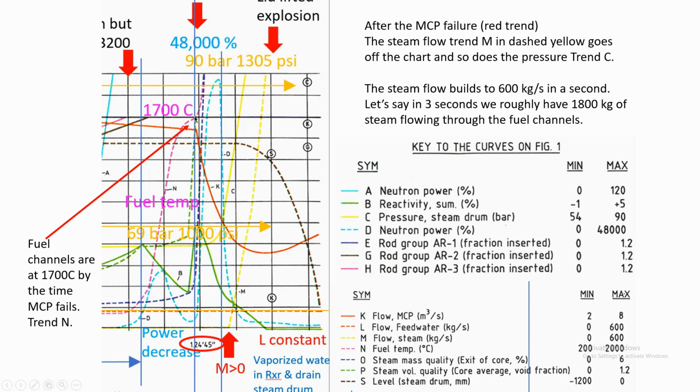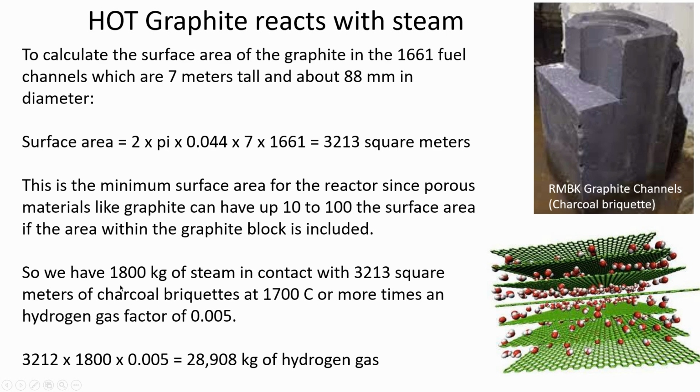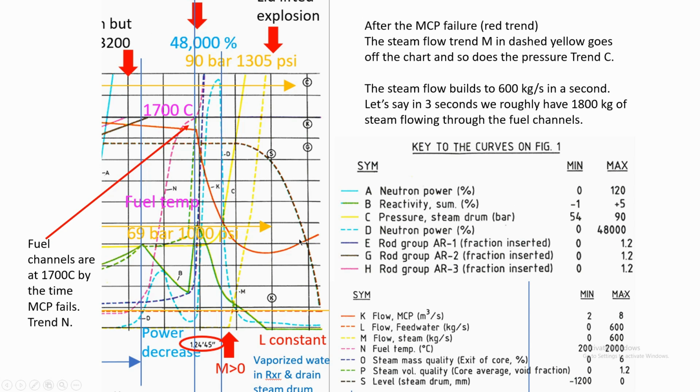So going back to our calculation sheet, 3,200 square meters of surface area of graphite in contact with 1,800 kgs of steam, with a factor of 0.005 conversion rate, gives about 28,908 kgs of hydrogen gas. The Hindenburg only had 18,000 kgs. Although there are many variables that can be tweaked to get a more exact figure, this example illustrates how quickly hydrogen gas can be generated in the conditions created after the MCP pump failed.